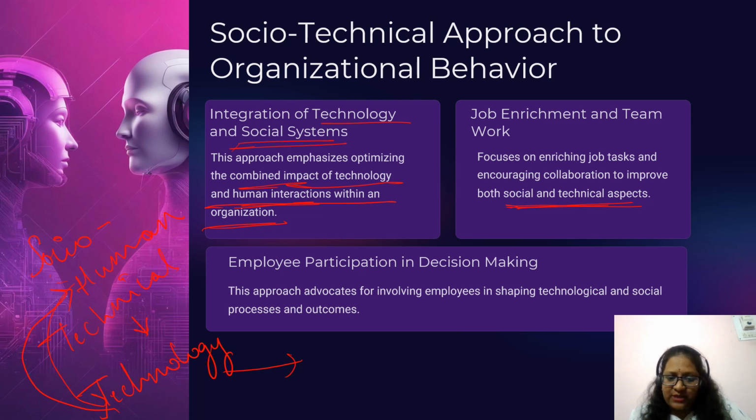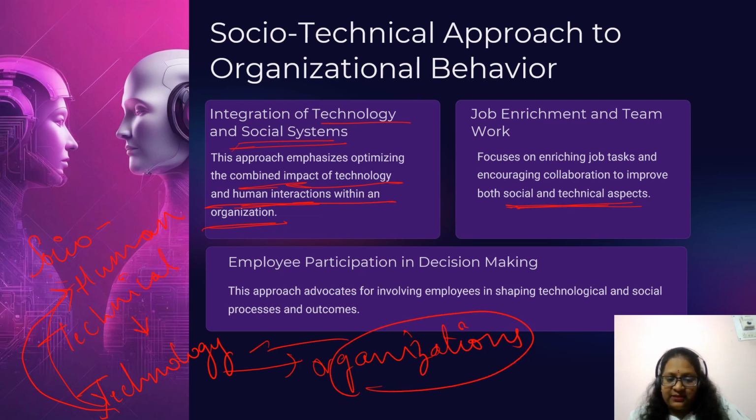Now next is employee participation in decision making. This approach advocates for involving employees in shaping technological and social processes and outcomes. Whatever decisions the organization makes on the basis of technology, its employees' views are considered. Their decisions are being considered. Now this approach is basically about how humans and technology go hand in hand in an organization to achieve the objective. Now let's look at the key principles of it.